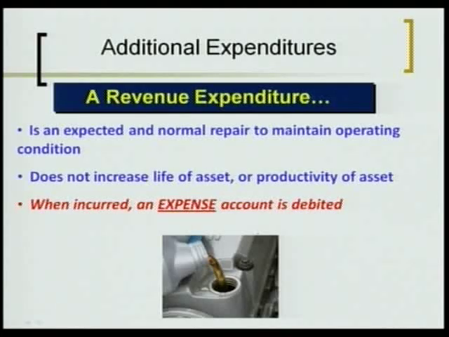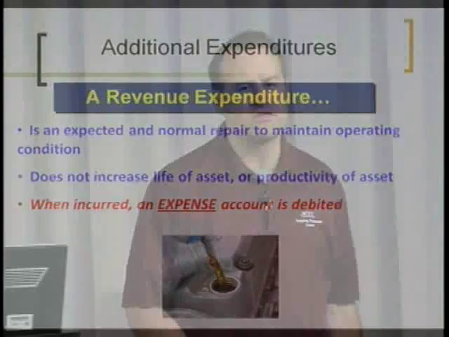Okay? Coming off the PowerPoint now, can you think of some different revenue expenditures for different fixed assets? We said an oil change. Can you think of any more for an automobile? Tire rotation. Tire rotation, very good. Adjustment of brakes, right? Okay? Maybe a tune-up occasionally, right? Those are just expected things that you have to do.